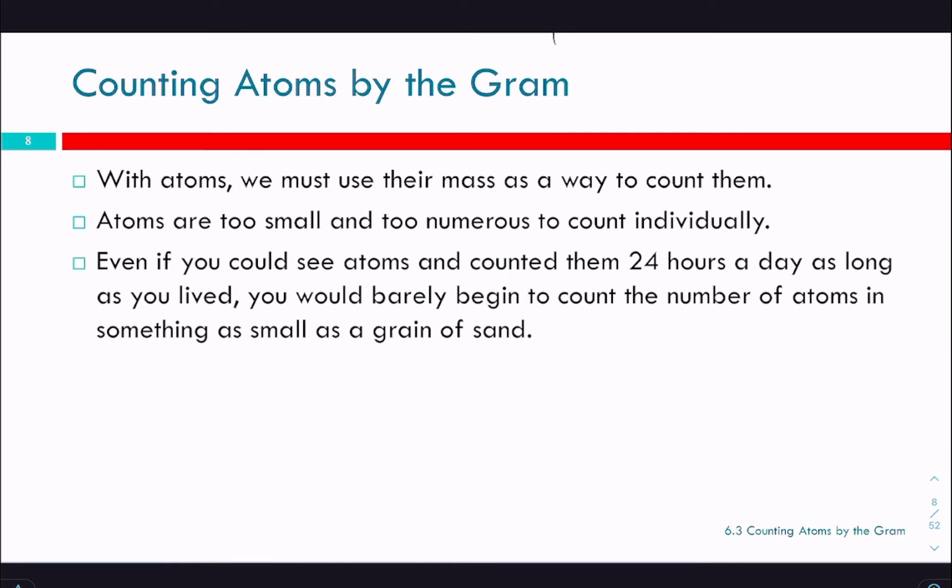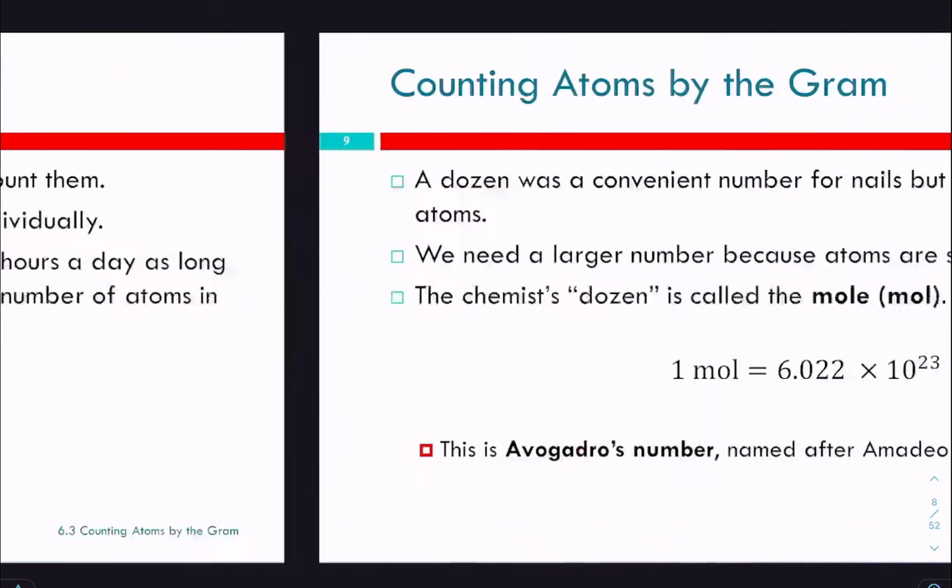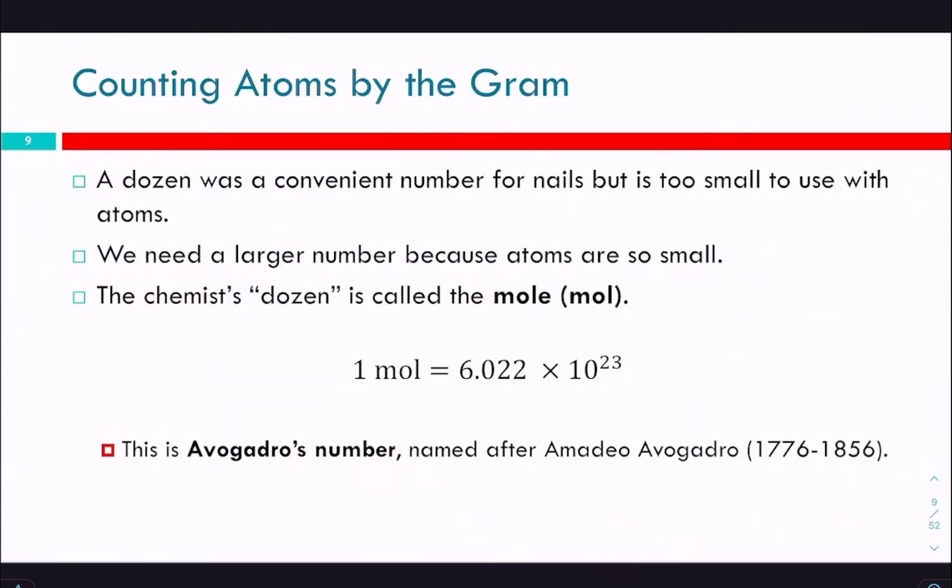Even if you could see atoms and counted them 24 hours a day, as long as you lived, you would barely begin to count the number of atoms in something as small as a grain of sand, because there are just so many. So a dozen is a convenient number for nails. It's also a good number for eggs or for most things, really.